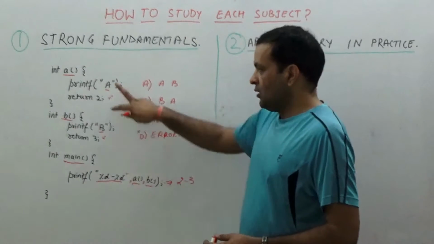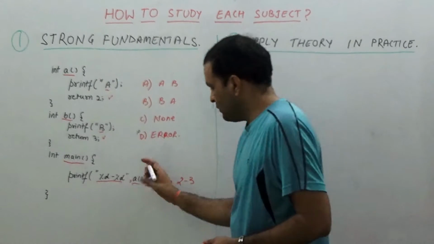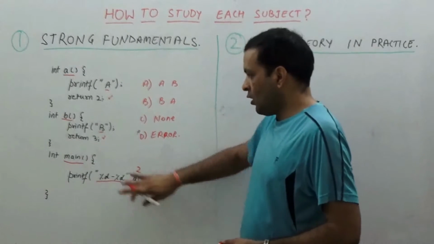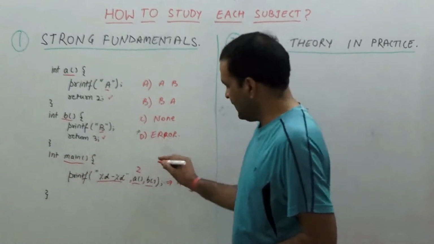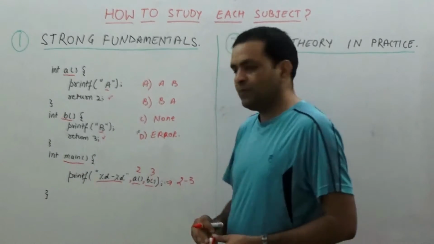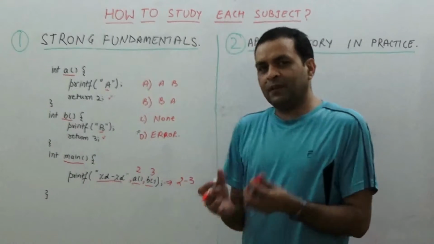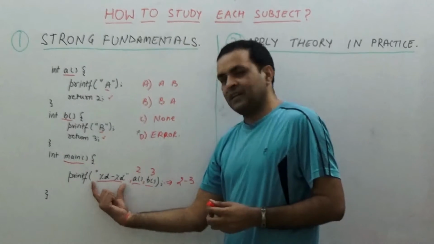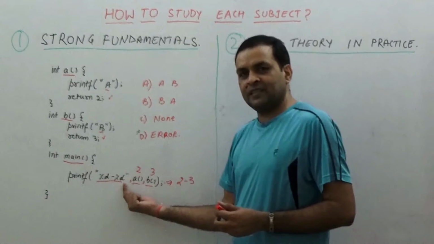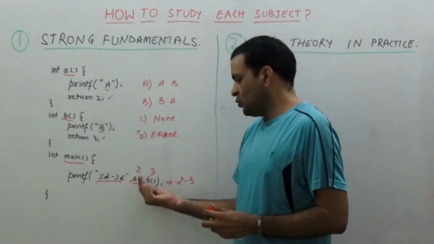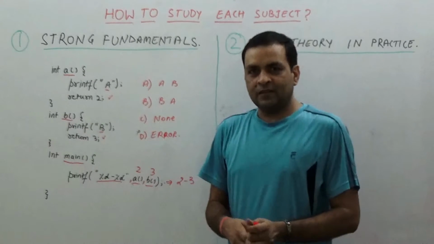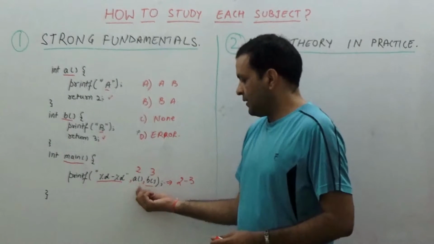Function A will be called. उसकी जो return value है, which is 2. So 2 is sent to printf. Function B is called. Function B returns 3. So 3 is also sent to printf. So actually, when we call printf, the function will receive these three arguments. First is the string %d hash %d. Second is an integer 2 and third is an integer 3. But to calculate these parameters, it needs to call function A and B.